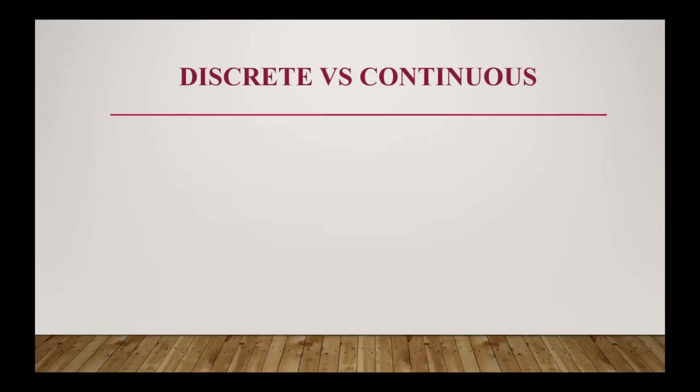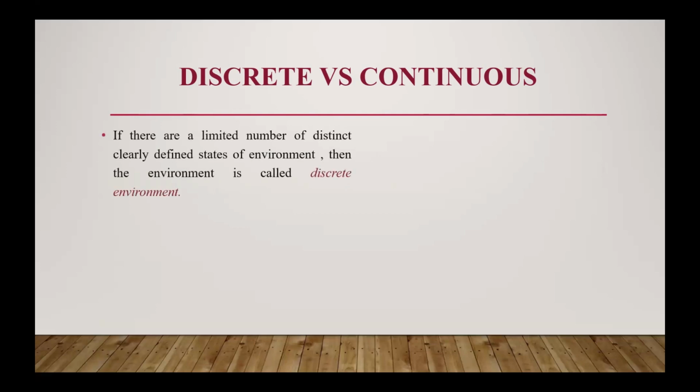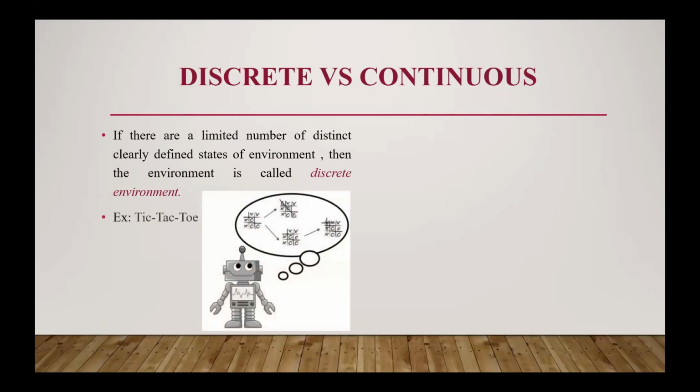Then, discrete or continuous. If there are a limited number of distinct, clearly defined states of the environment, then the environment is called a discrete environment. Let's take an example. You have to move from one state to another, and there are very limited moves. According to that, if the agent makes the right move, then only it can win the game.